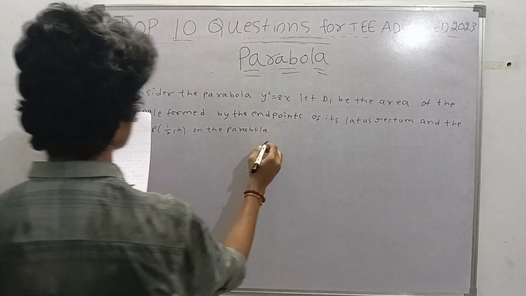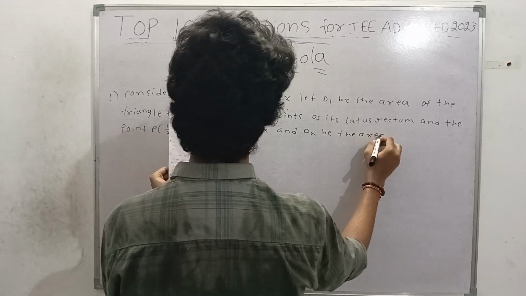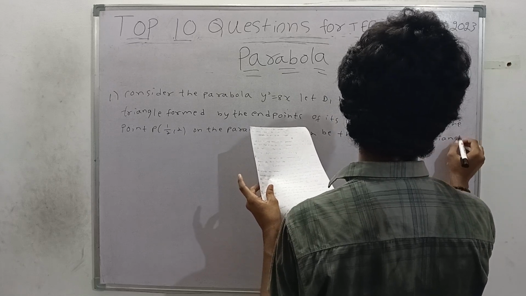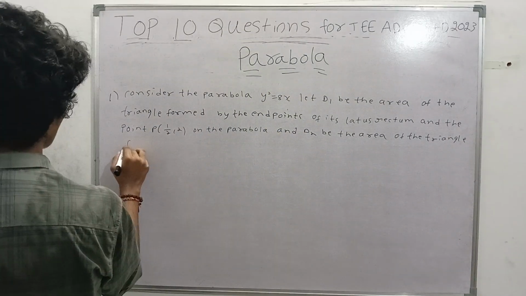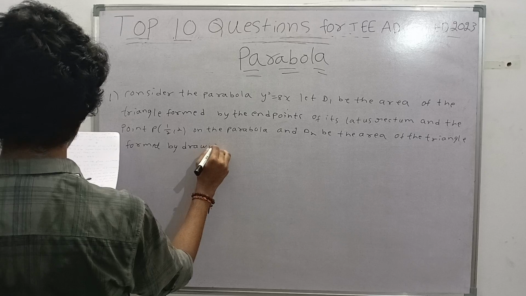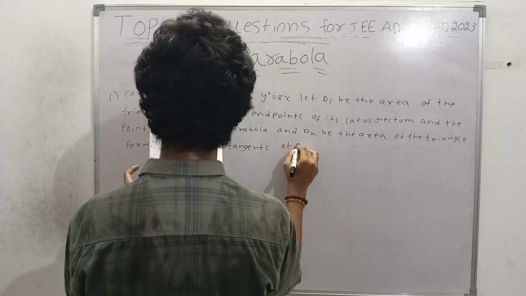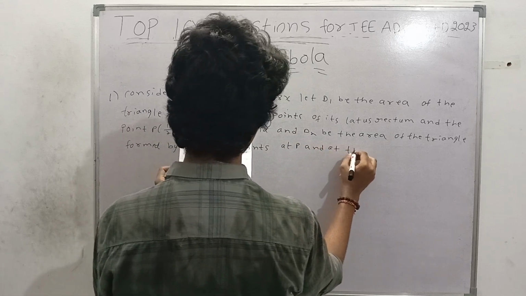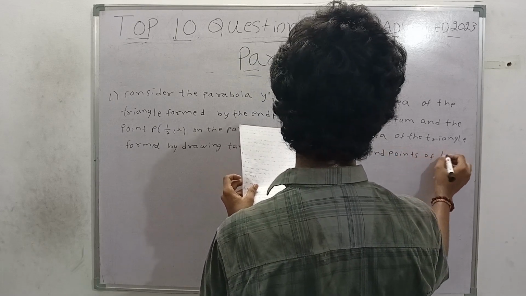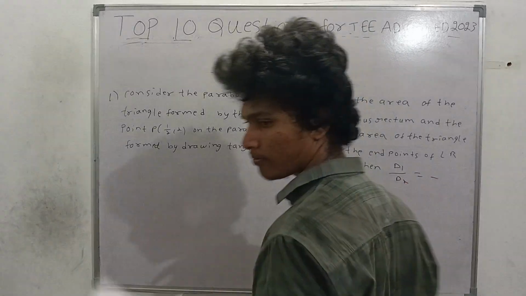and delta 2 be the area of the triangle formed by drawing tangents at P and at the endpoints of latus rectum. Then they are asking, then delta 1 divided by delta 2 equal to how much?